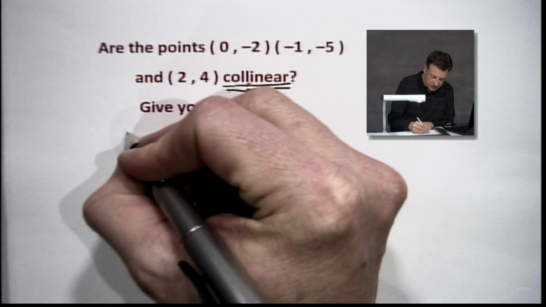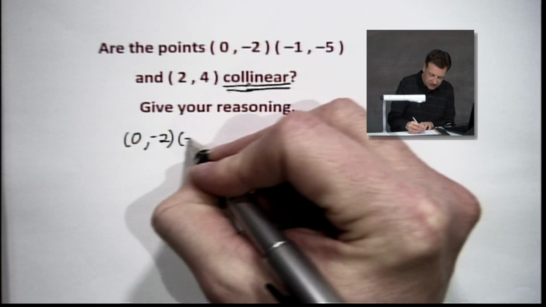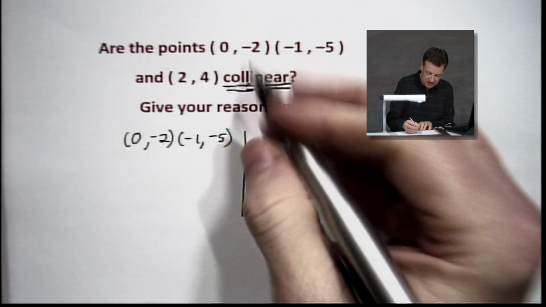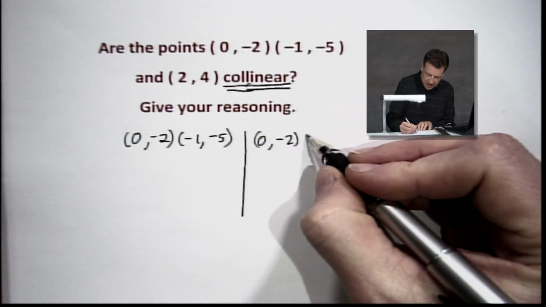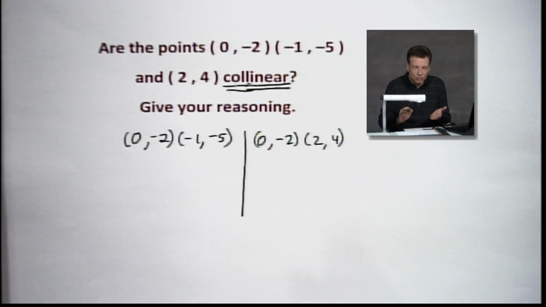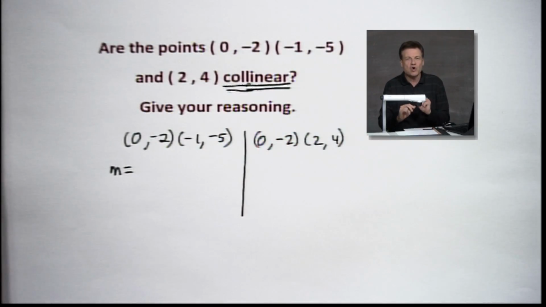But let's start off with (0, -2) and (-1, -5). I want to check slope. Then I'm going to do the same thing for (0, -2) and (2, 4). And for good measure, we'll also test the other combination, which would be (-1, -5) and (2, 4). The slope formula, remember, is rise over run. Rise over run means your y's are going on top.